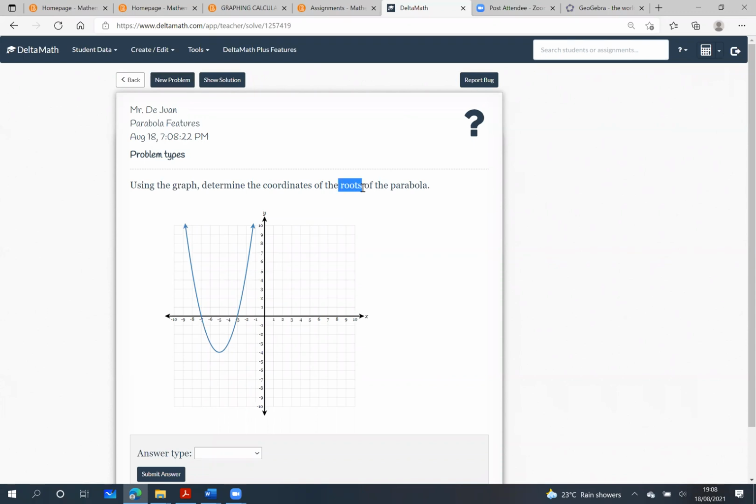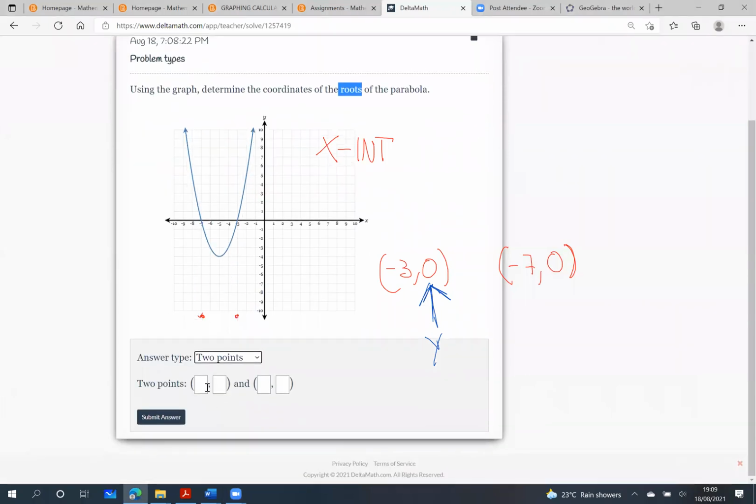What's another word for roots? I think we've seen this or heard this in class, but I'm pretty sure it's the same as the x-intercept. Roots has the same meaning as the x-intercept. And here, it looks to be at -3, comma, 0, because an x-intercept is always when y is 0. So we have one at -3 and we have another at -7, comma, 0. Most of the time you will have 2 x-intercepts. Not always, but sometimes you will have 1. -3 and -7. Roots is another word for x-intercept.